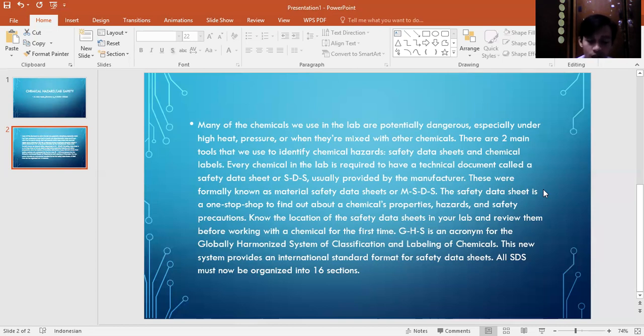And 5, firefighting measures. Number 6, accidental release measures. They are instructions for containment and cleanup of spills or leaks. Number 7 is handling and storage requirements. Number 8 is exposure controls and personal protection. This describes OSHA's exposure limits and recommendations for PPE.